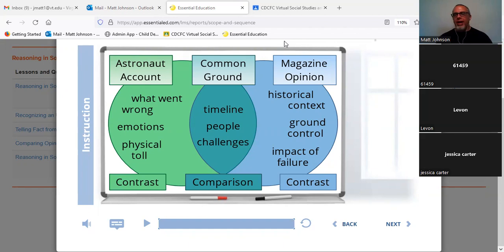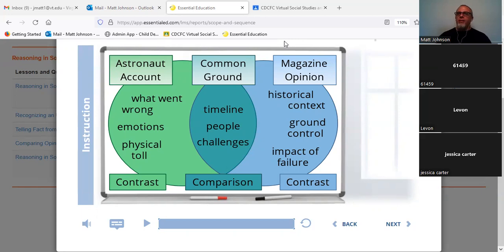So, the astronaut account, that's your primary source. So things that are exclusive to that go in that bubble, right? So as far as the account of what went wrong, the emotions, the physical toll, everything that Jim Lovell can discuss, giving a firsthand account of those events.